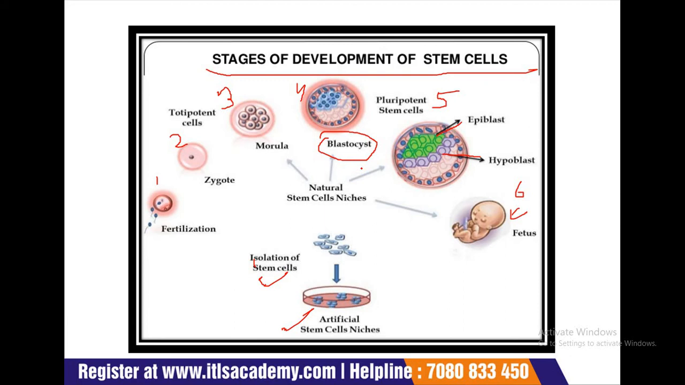an inner layer cell mass that is capable of generating all the specialized tissue that make up the human body. Again, I am repeating, this blastocyst inner layer is capable of generating all the specialized tissue that make up the human body. Embryonic stem cells have the ability for self-renewal, and they differentiate into every type of cell in the body. These stem cells significantly contribute to the growth and development of a fetus in the womb.